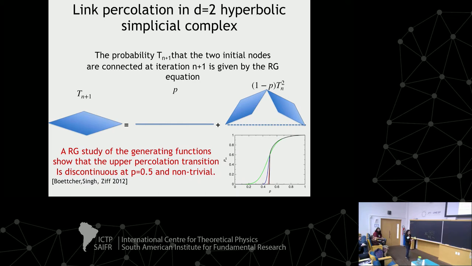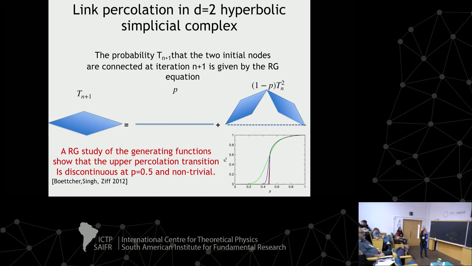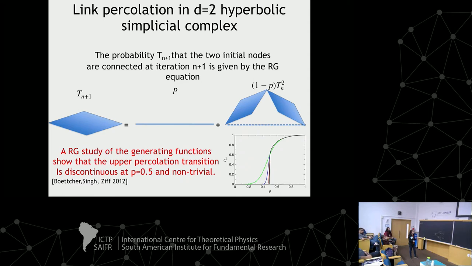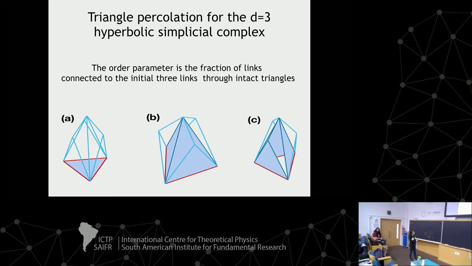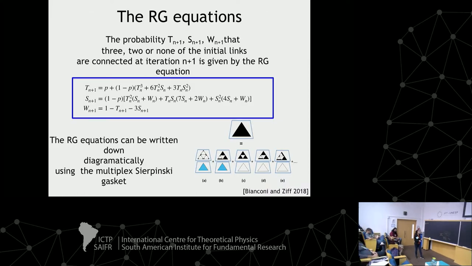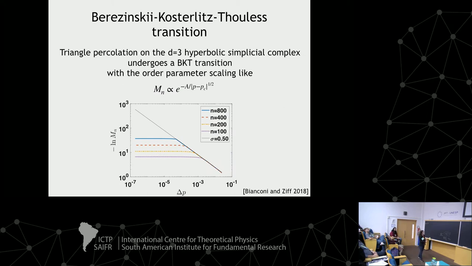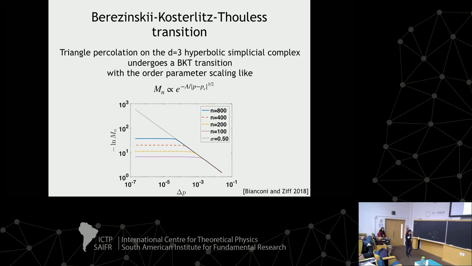In D equal to 2, there is an interesting result by Boyter, Ziff, and Ziff that percolation, also in bond percolation, just becomes discontinuous. And here we generalize to D equal to 3, and we look at triangle percolation. So these are three initial links that can be connected with a triangle initially or with triangles added at later generation. And we wrote the Erdős-Rényi equation, from which we can use some multiplex representation of the problem. And we find that the transition is BKT, Berezinskii-Kosterlitz-Thouless.